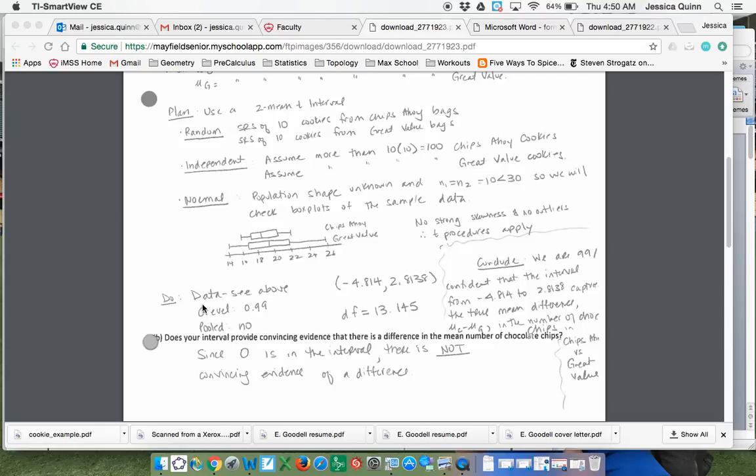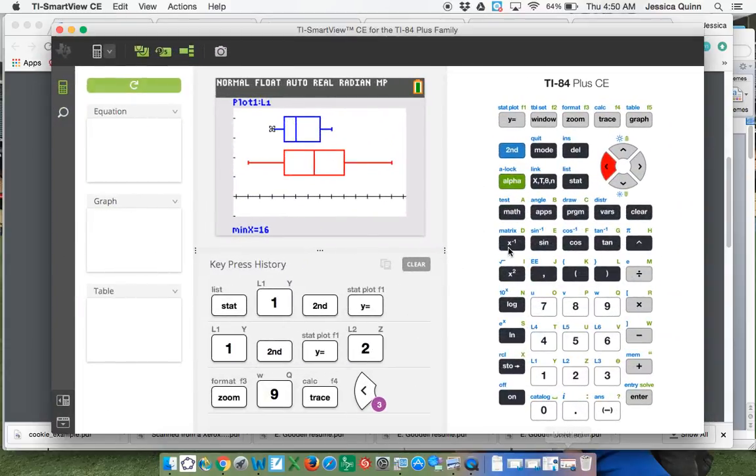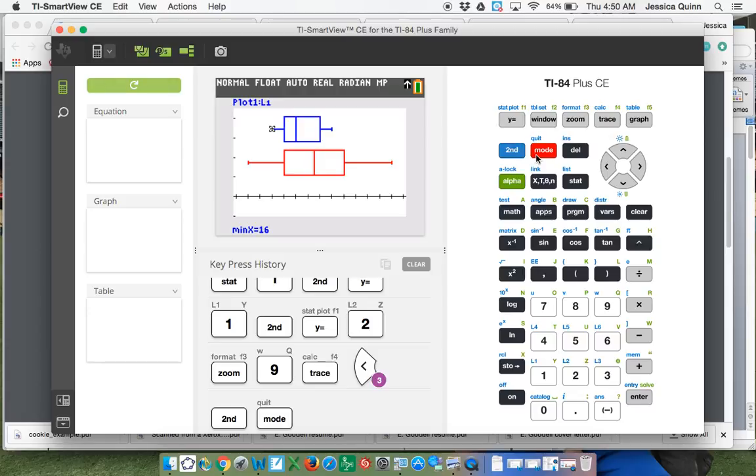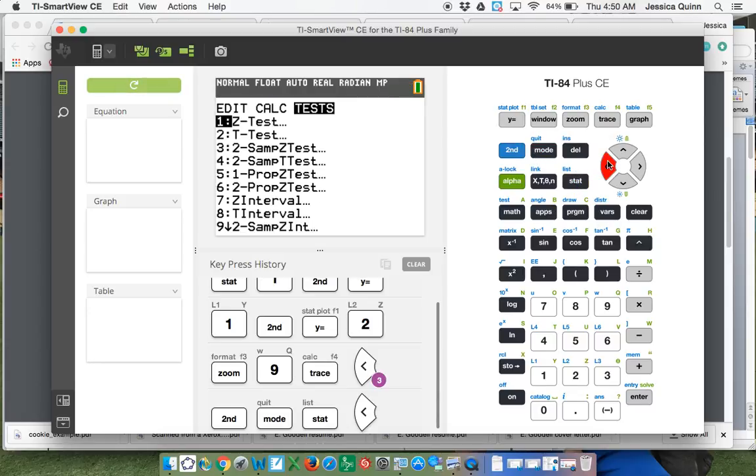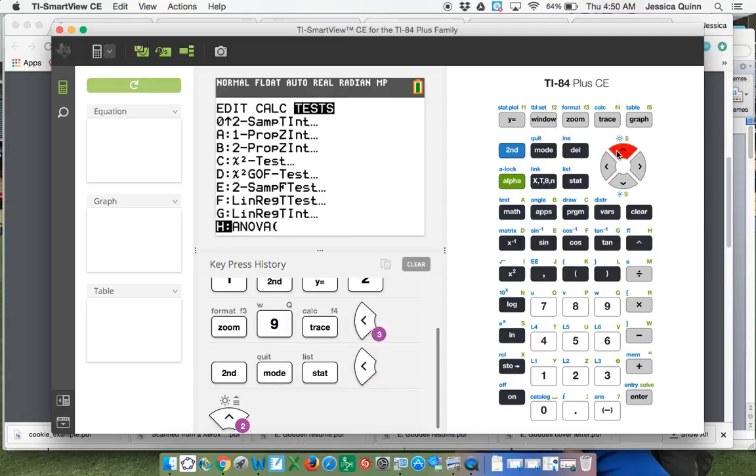So we're going to use data, so see above. We're going to go back to that calculator. Okay, so there's our lovely box plots. I'm going to go to stat, test, and then again it's 0. So this is a two sample T interval, right? Because it's means and we've got two samples, we're doing a confidence interval.